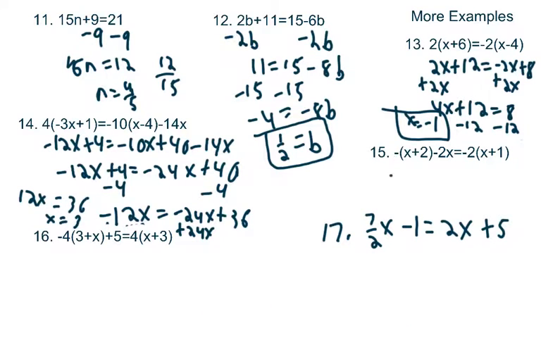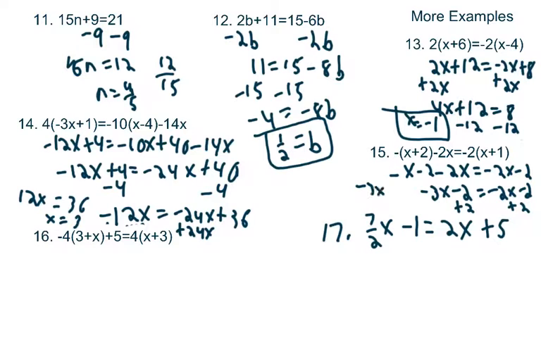Let's distribute. Negative x minus 2. Negative 2x equals negative 2x minus 2. Combine like terms. Negative 3x minus 2 equals negative 2x minus 2. They both have minus 2. Plus 2 plus 2 should be negative 3x equals negative 2x. There's no number without variables, so it will be 0 for this example.